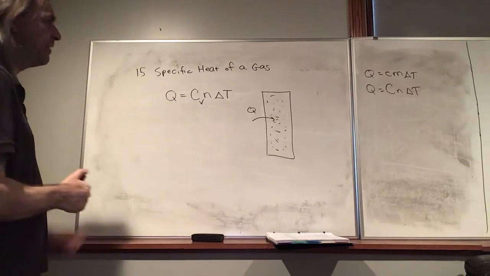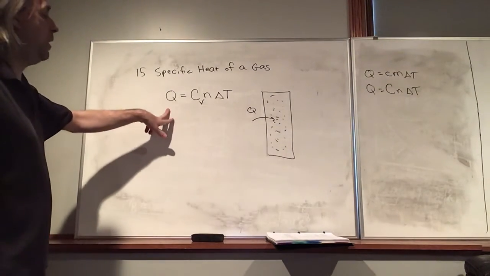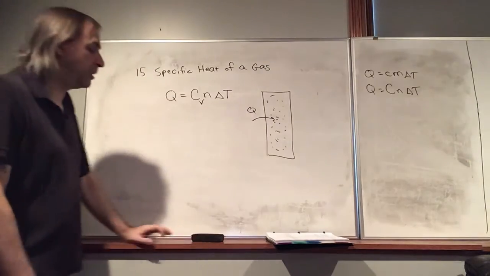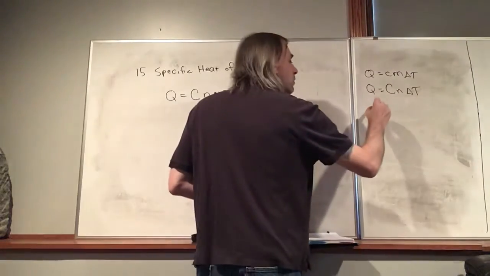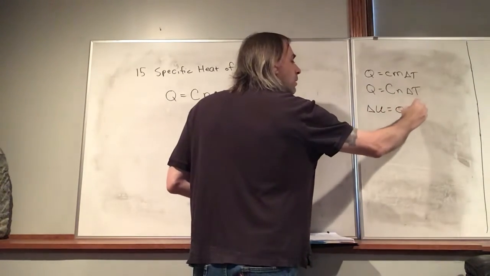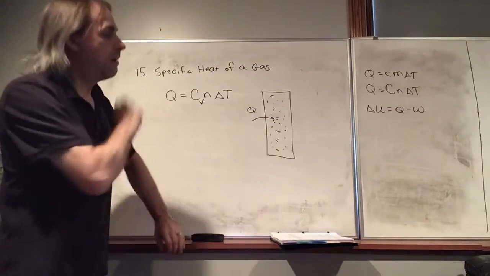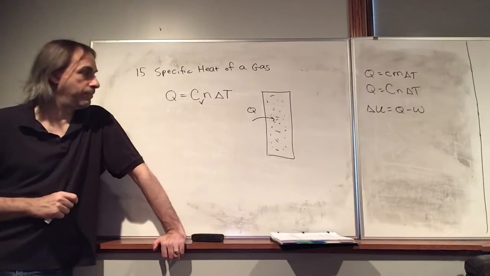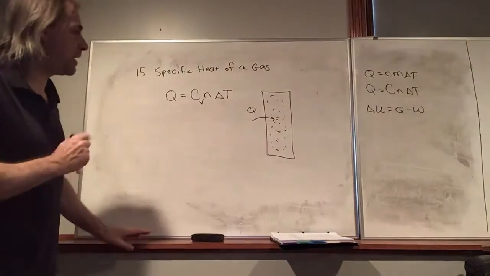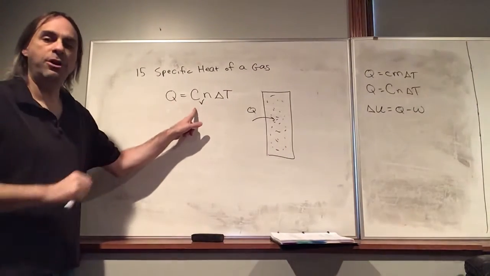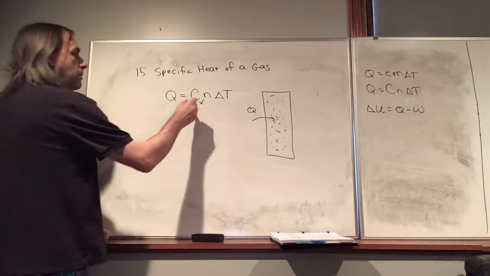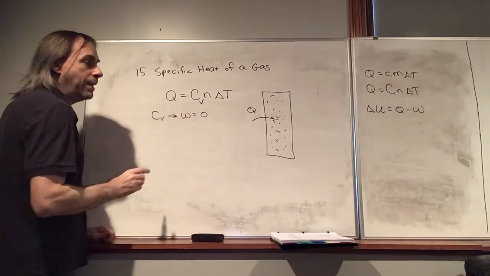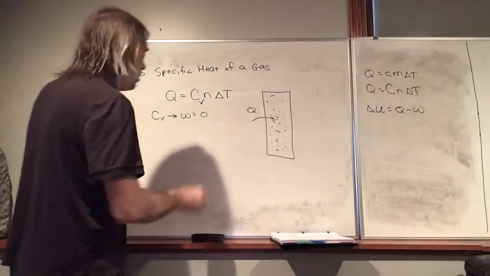So let's look at this one first, though. So here we have heat added. This was the specific heat at a constant volume, and that's Q = nCVΔT. So let's write down the first law of thermodynamics. ΔU is Q minus W. Now, in this case, since we're at a constant volume, W is 0. So constant volume implies that W equals 0. And so Q is equal to ΔU.